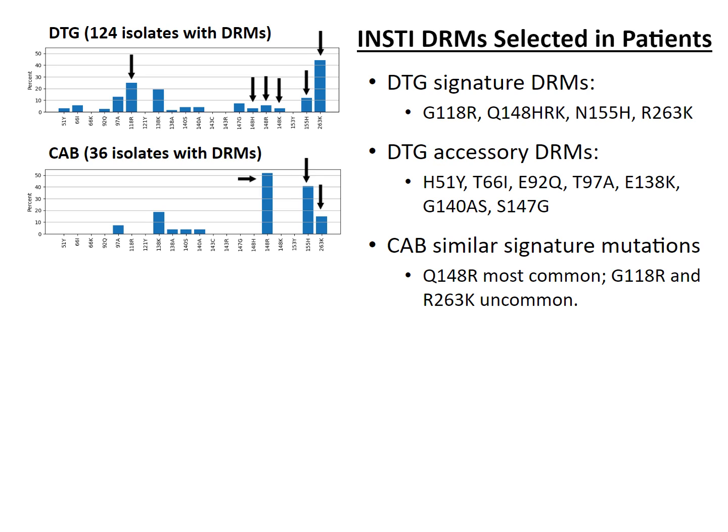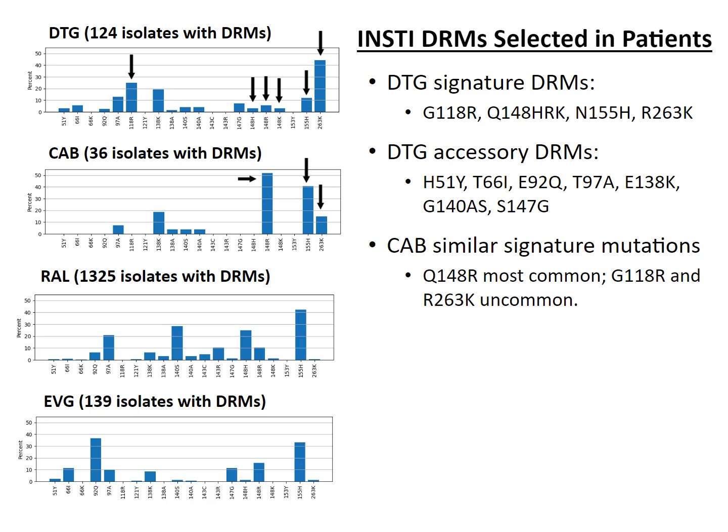Fewer data are available for cabotegravir. It selects primarily for 3 of the dolutegravir signature mutations, Q148R, N155H, and R263K. In contrast to dolutegravir, Q148R and N155H are the most commonly selected drug resistance mutations. Raltegravir and elvitegravir have overlapping resistance profiles, with mutations at positions 148 and 155 being most common.